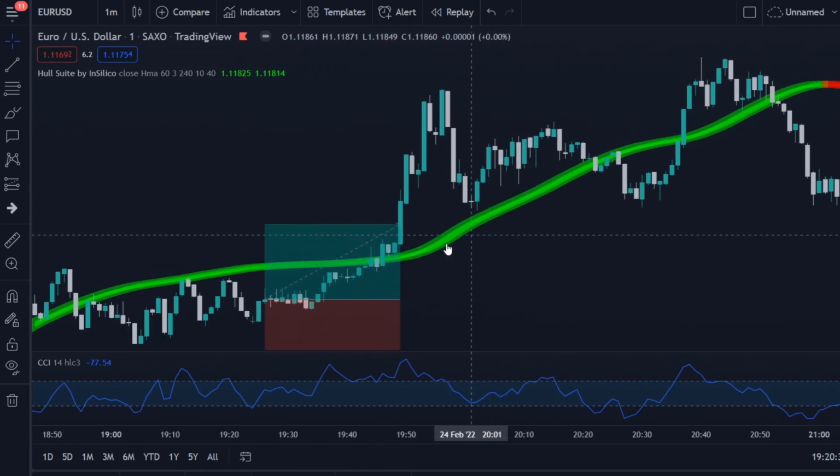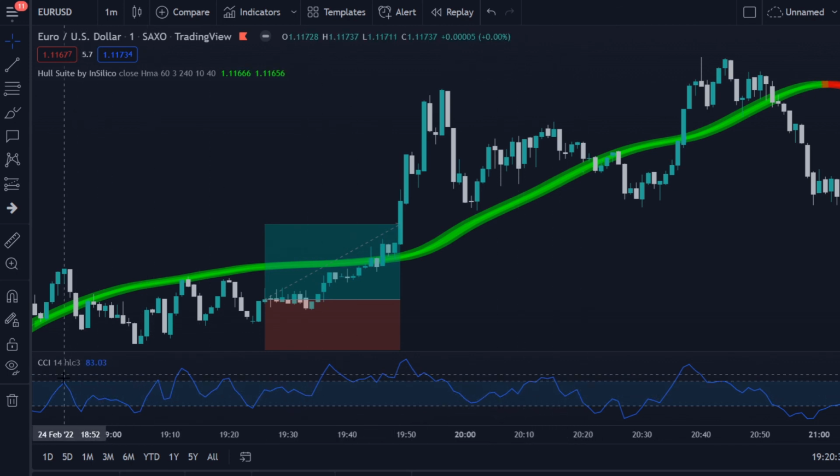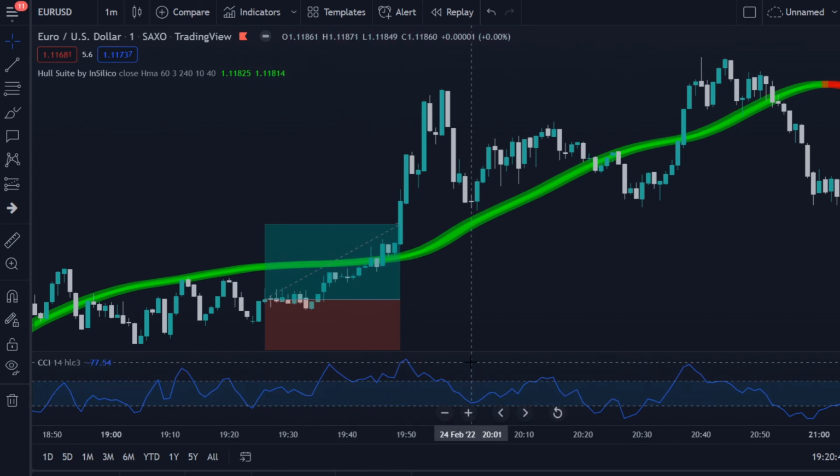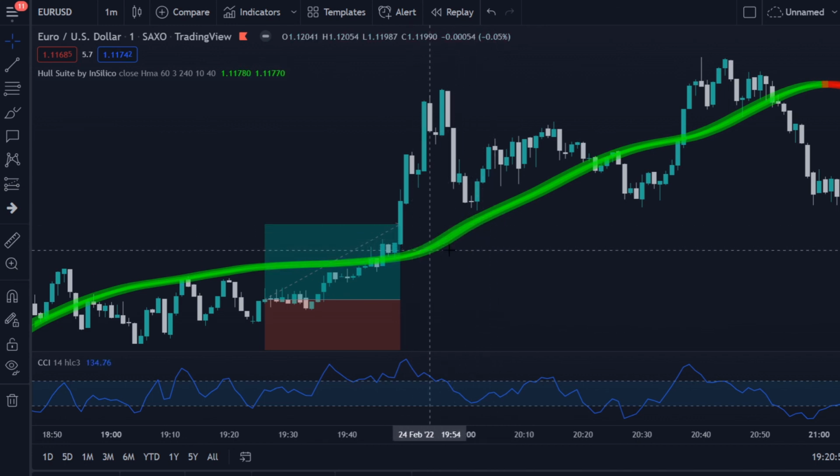You look at the Whole Suite color, and then you drop down and you wait for the CCI to be overbought or oversold, and when it comes back in the blue zone over here, then you take the trade, as long as the Whole Suite color is congruent. So that was the strategy.